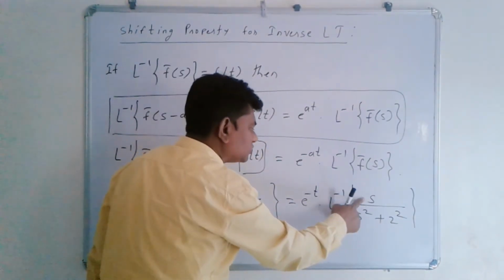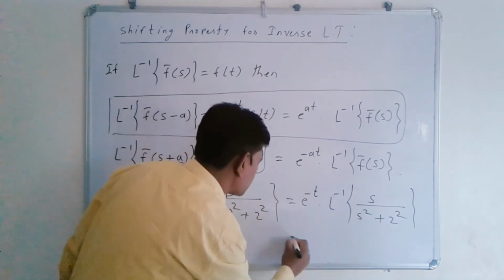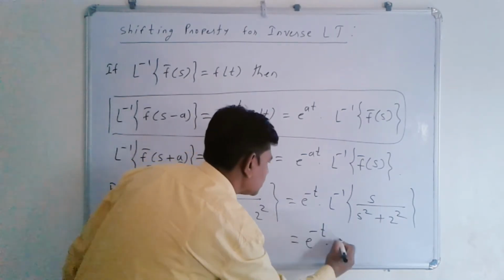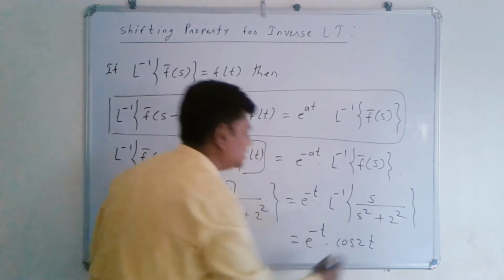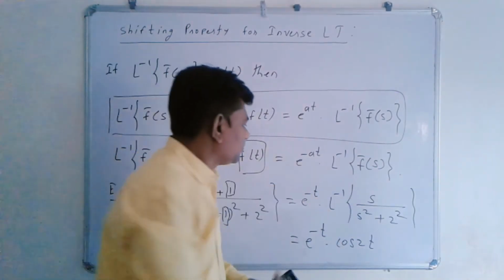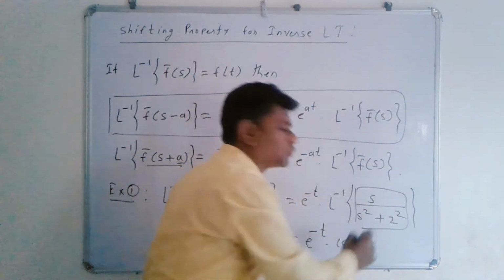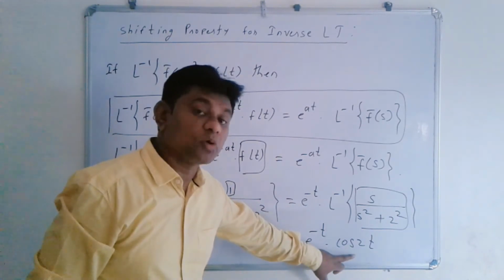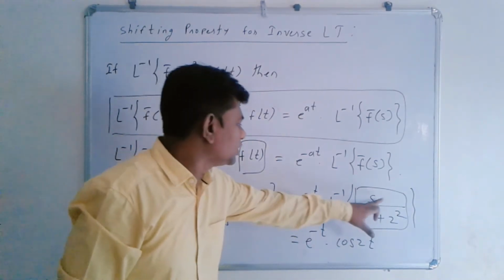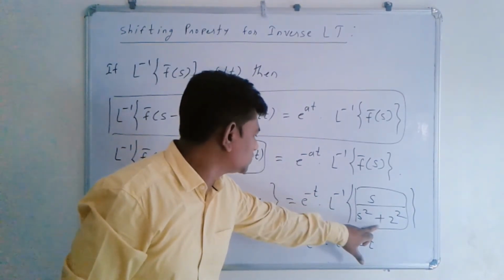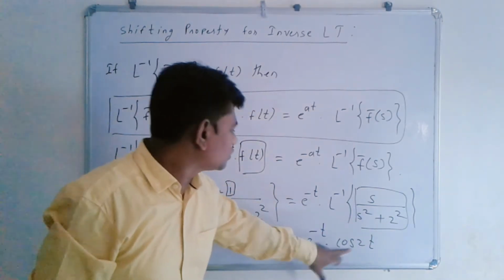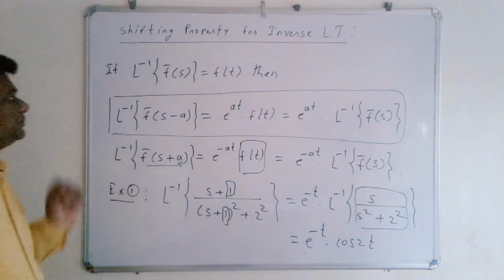Now inverse of s upon s square plus 2 square be the cos 2 times t, because s upon s square plus 2 square be the Laplace transform of cos 2 times t. So therefore inverse of s upon s square plus 2 square, answer is cos 2 times t.